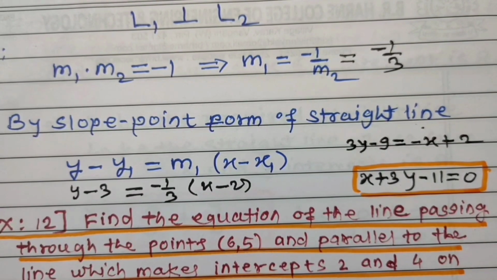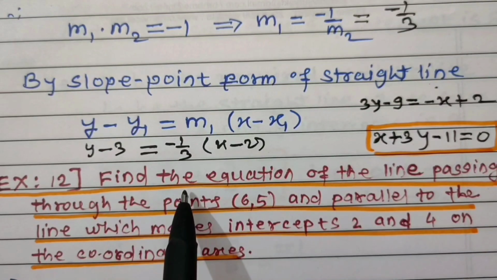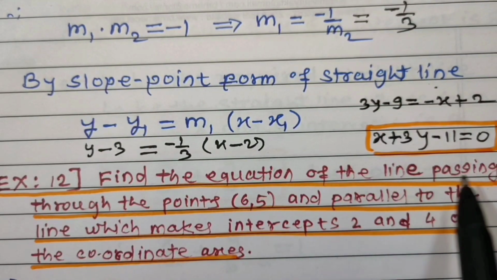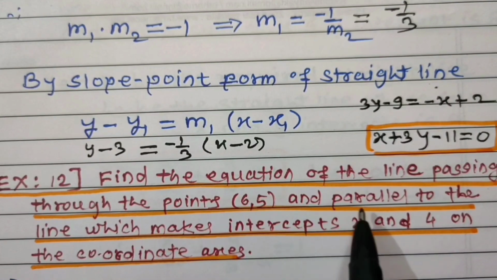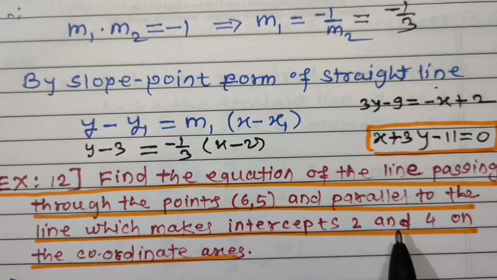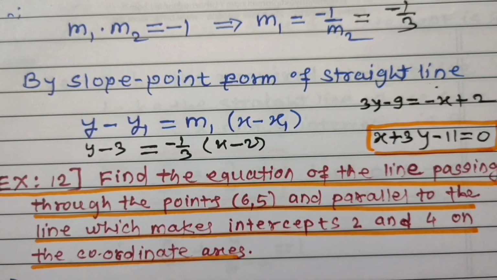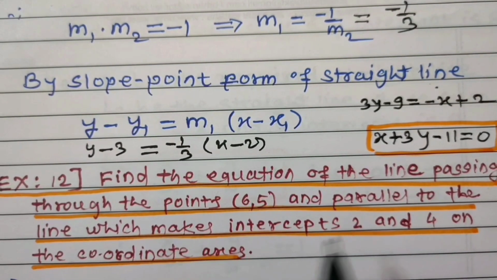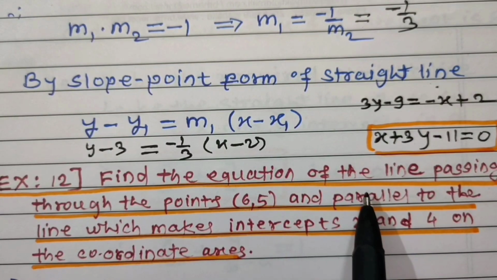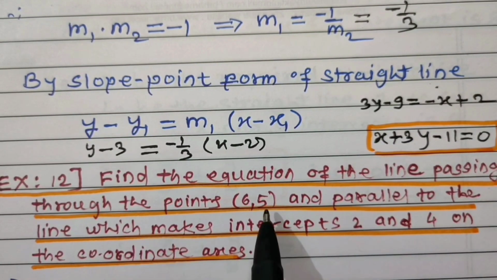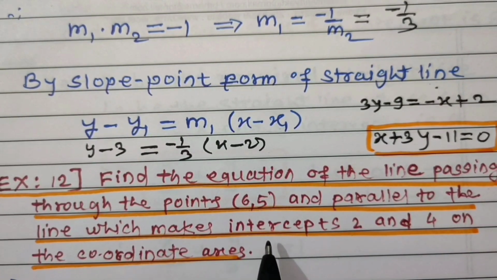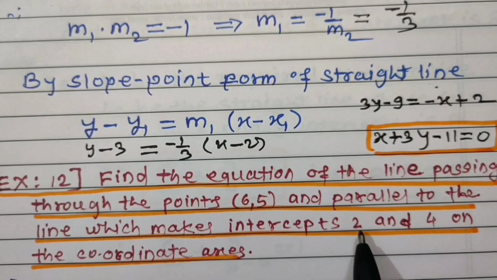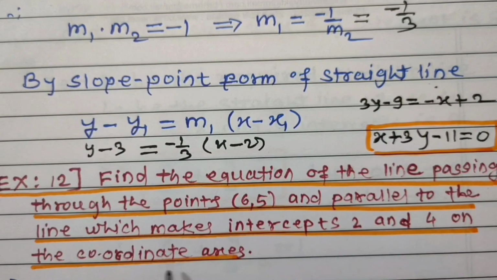Let us solve example number 12. Find the equation of the line passing through the point 6, 5 and parallel to the line which makes intercepts 2 and 4 on the coordinate axes. Okay, here what is given? Given that the line whose equation we have to find out is passing through the point 6, 5 and parallel to the line which makes x intercept 2 and y intercept 4 on the coordinate axes.